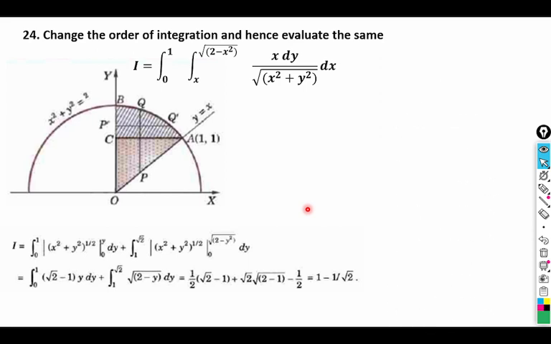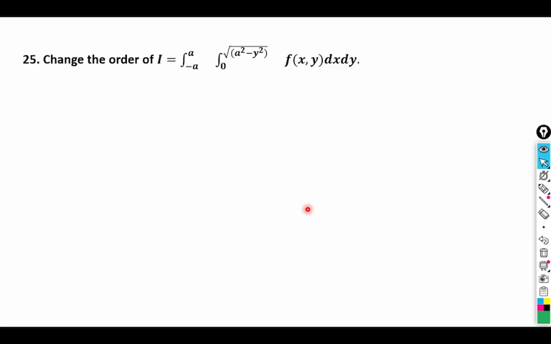So that was about question 24, example 24. Example 25, this is a completely different example. In this example, the question is just to change the order, nothing else. We have to just change the order, no integration, because f of x y is not given, so we don't know f of x y, we can't integrate also.